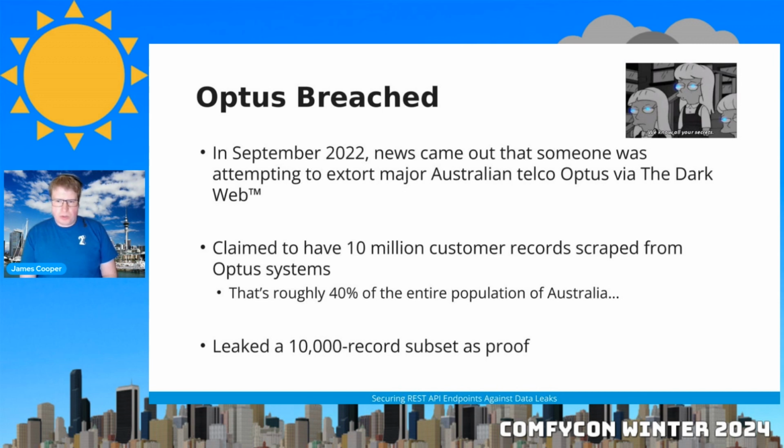Back in September 2022, news came out that someone was attacking Optus, which I'm assuming everybody here actually knows about, just a big telecoms company operating in Australia. Basically, someone was on the dark web trying to extort Optus because they had all this data. They claimed they had 10 million records, which is about 40% of the entirety of Australia's population at the time, and they leaked a 10,000 record subset as proof.